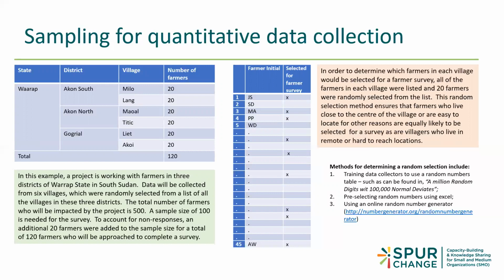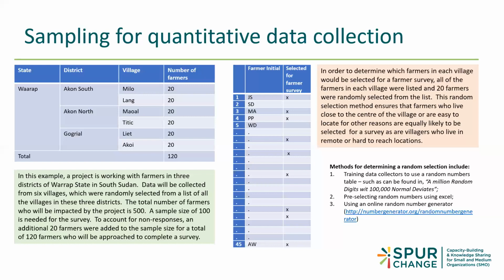For your project, a good way to develop a list of all the individuals in the area where you are working is to work with local leadership who may already have a list, or you can work with them to create a list. From this list, you would then take a random sample, which in the case of this sample project is 20 farmers.